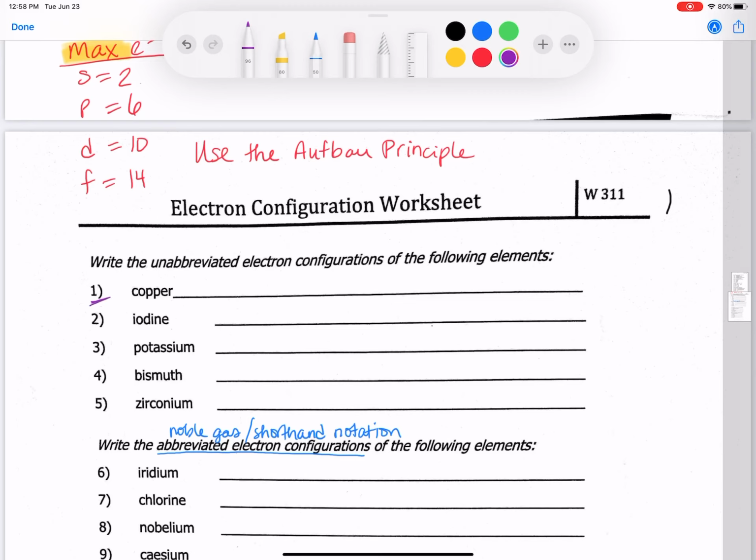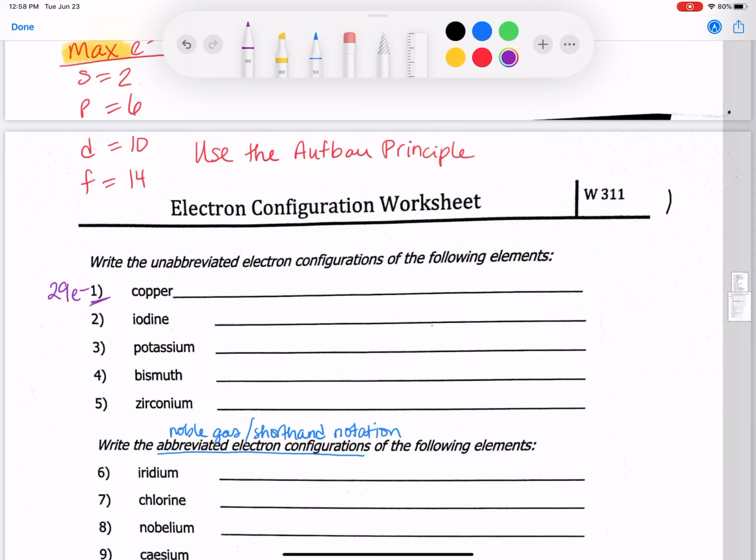If you find copper on the periodic table, its symbol is uppercase C, lowercase u. And so copper on the periodic table, you want to find its atomic number. And copper has an atomic number of 29. So that means that as an atom, copper has 29 electrons that you need to find a home for.